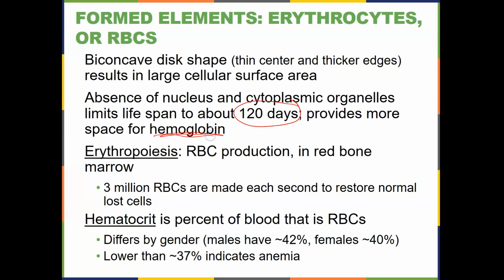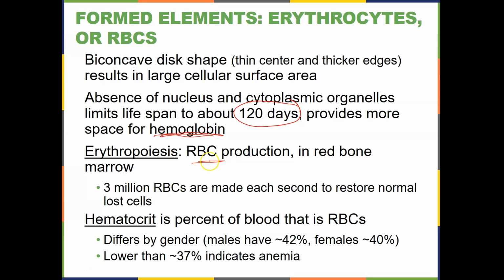But that's the beauty of not having a nucleus or a bunch of mitochondria: you have more space for the hemoglobin. So erythropoiesis is the process by which red blood cells are produced, and that happens in red bone marrow. We've talked about that before. Our bodies make about 3 million red blood cells each second, because we lose about 3 million red blood cells each second. So we're constantly recreating that which is being lost.